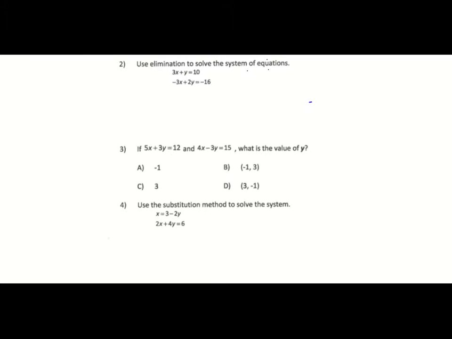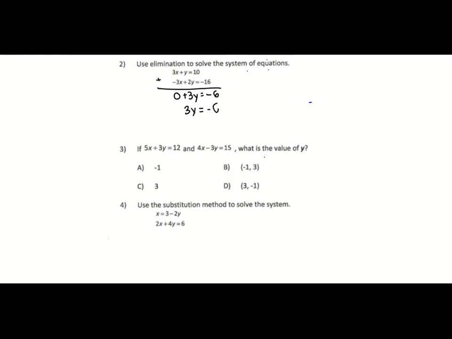Alright, number 2. Use elimination to solve the system of equations. Okay, so first of all, if we look at those coefficients, we have a positive 3x and a negative 3x. Those are opposites. So we can add these together. 3x minus 3x is 0. Y plus 2y is 3y. And 10 plus a negative 16 is minus 6. 0 plus 3y is just 3y.